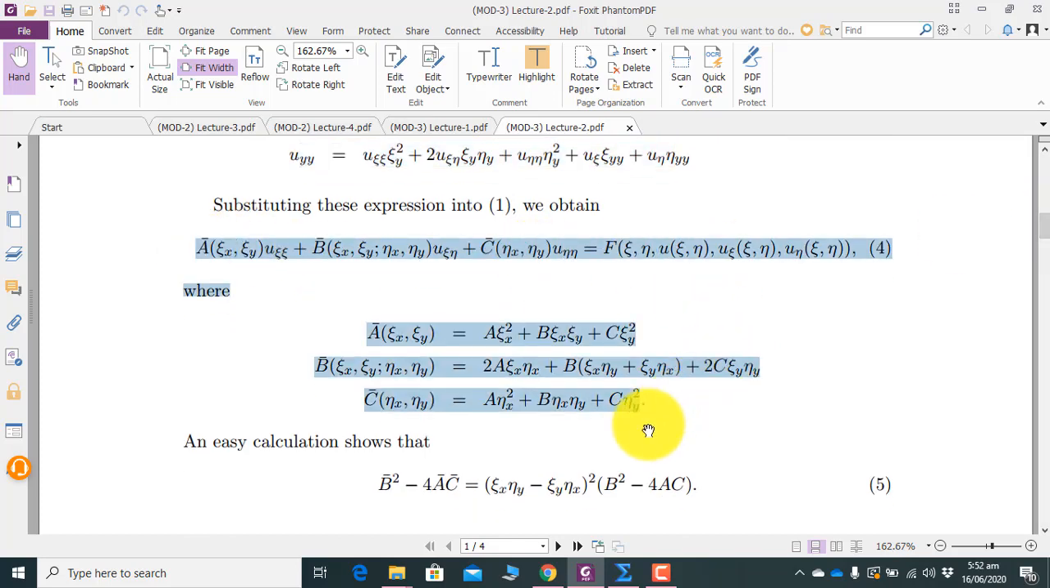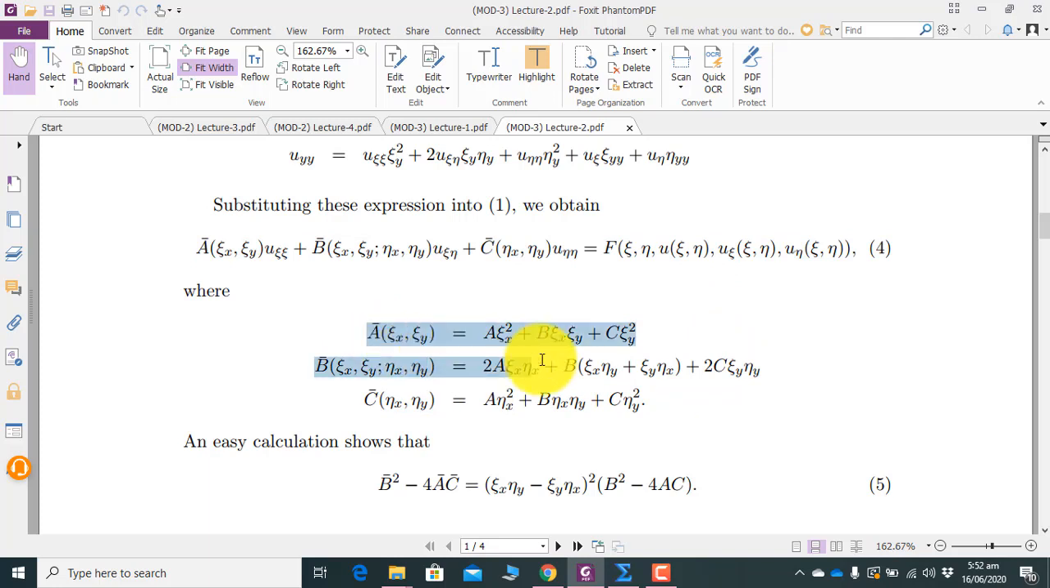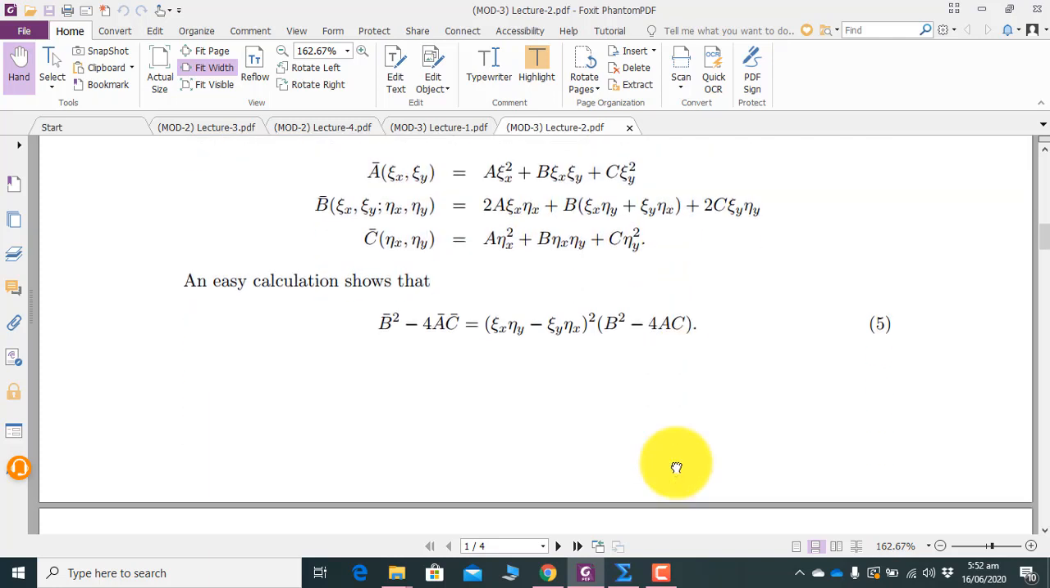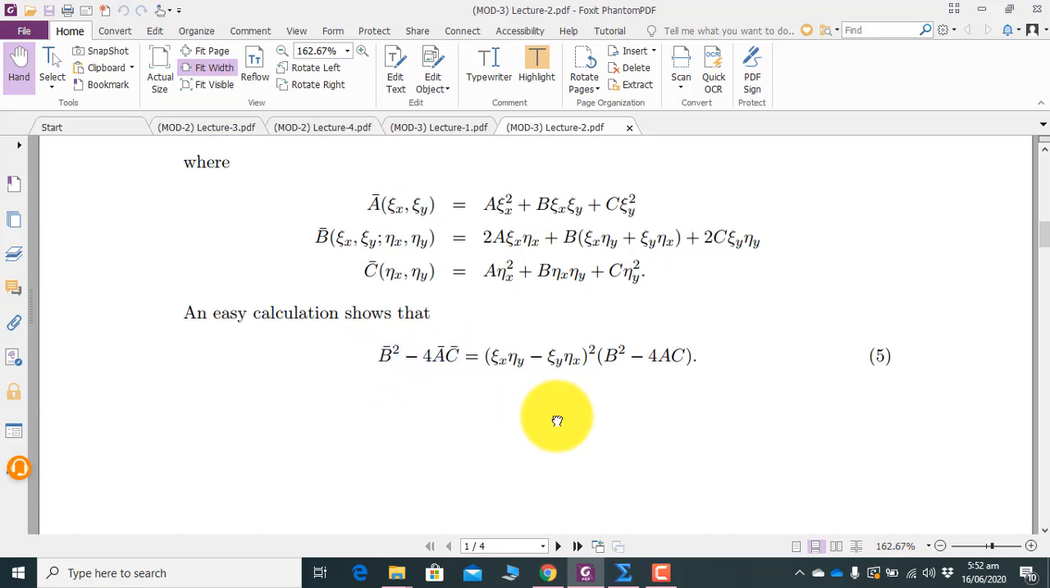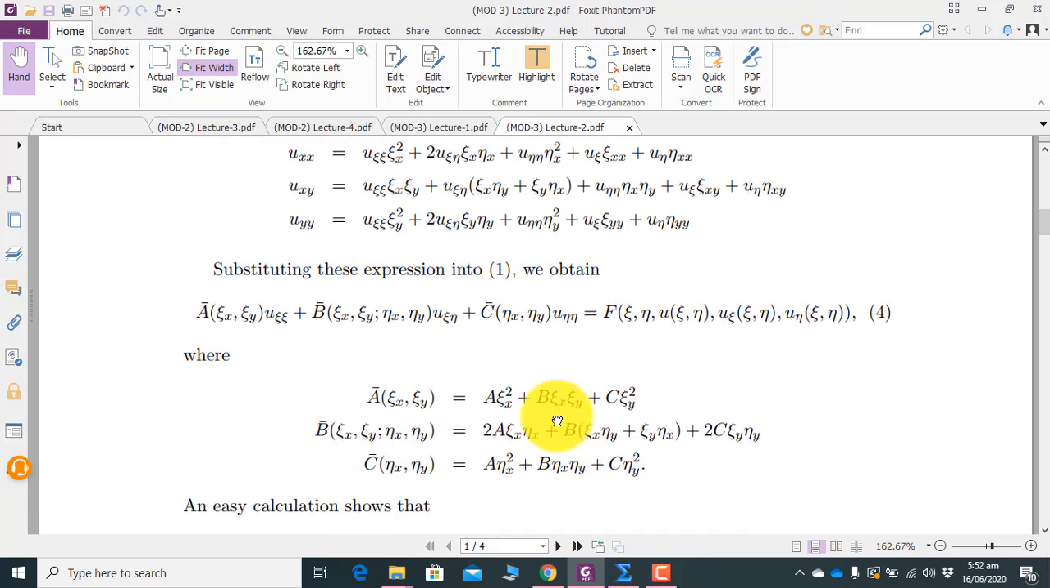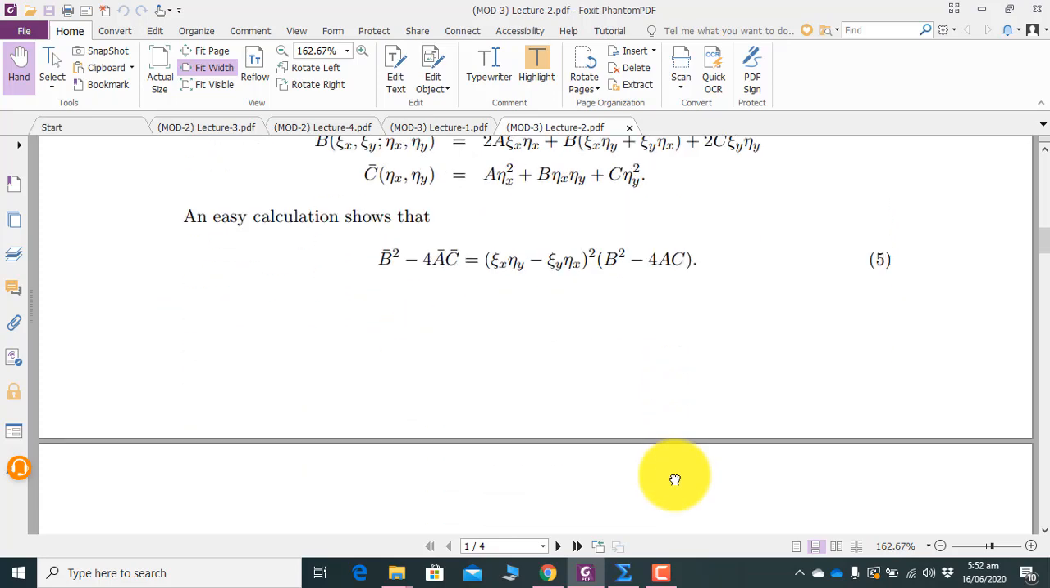a bar will be equal to this, b bar will be equal to this, and c bar will be equal to this. The previous discriminant was b square minus 4ac, but the new discriminant will be b bar square minus 4 a bar c bar. Look, this bar notation is used for the transformation. After the transformation, your equation becomes this; after the transformation, your coefficients become this; and after the transformation, your required discriminant becomes this.